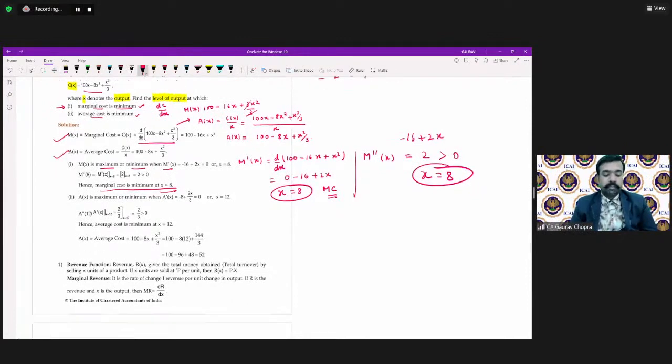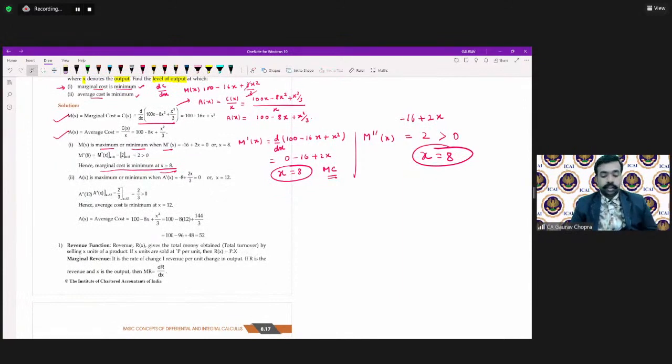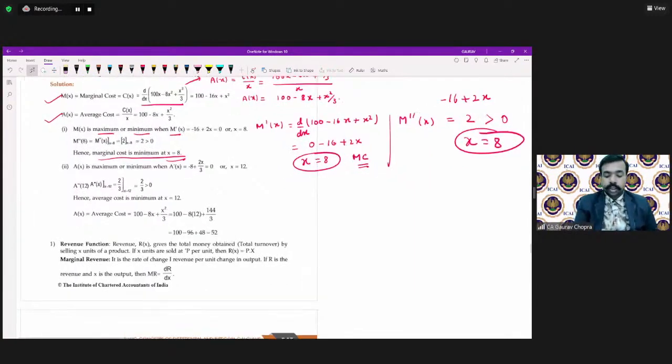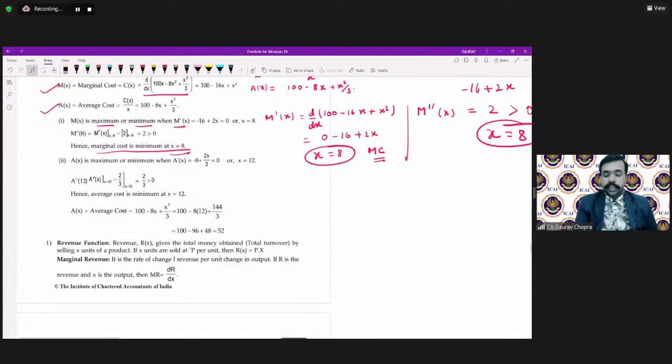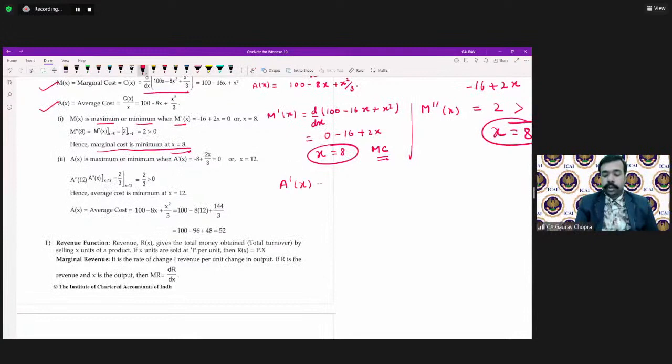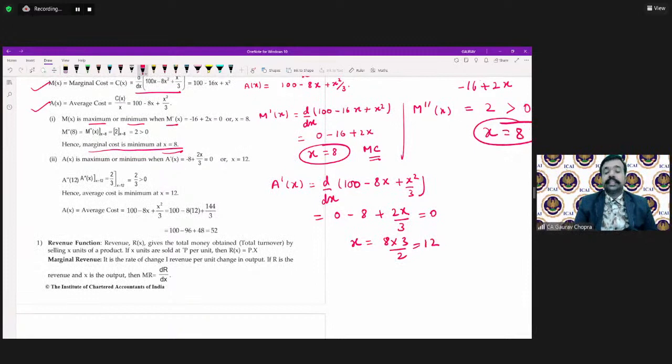Similarly, with the same pattern, we can find out the average cost. For that, we have to find out the derivative a dash x. A dash x means d by dx of 100 minus 8x plus x square by 3. We have to find out the derivative of ax. So it will be 0 minus 8 plus 2x upon 3, and this is equal to 0. From this, we can calculate that the value of x is equal to 8 into 3 by 2, that is 12. So here we are getting x as 12.